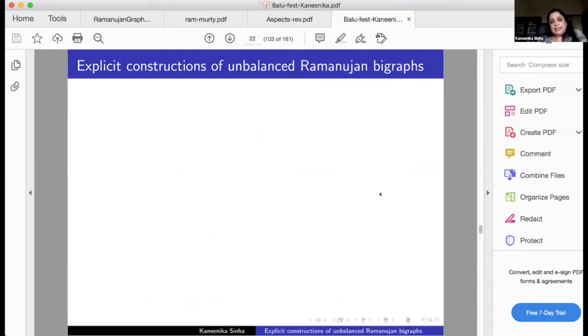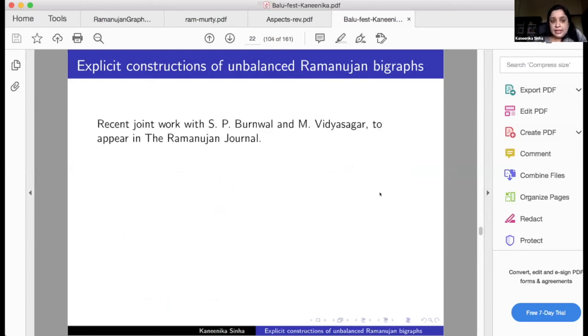Okay. So this brings us to the main content of the work that I'm going to report on today. This is recent joint work with Shantanu Prasad Bernwal and Professor M. Vidyasagar. It is to appear in the Ramanujan Journal, and all the results that I'm going to talk about today form a part of Shantanu's PhD thesis.